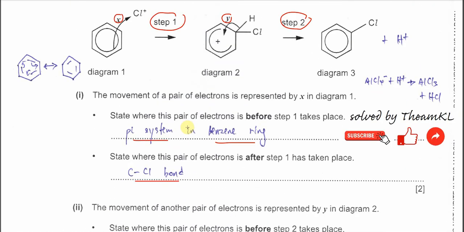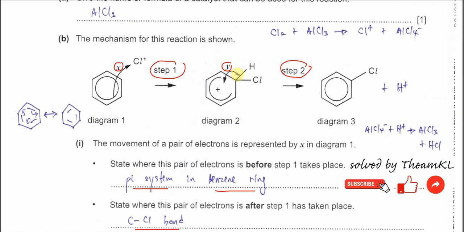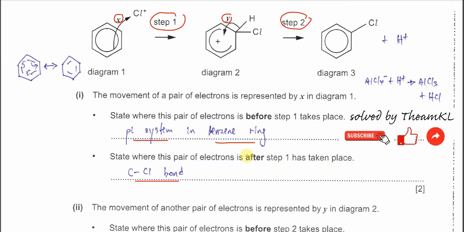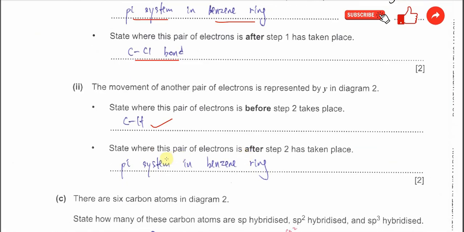Okay, after step 2, where is it? The C-H bond will break. Now these 2 electrons will move back to the benzene ring, restoring the benzene ring. So the electron pair will be in the benzene ring. In the benzene ring, where is it? The pi electron system in the benzene ring.